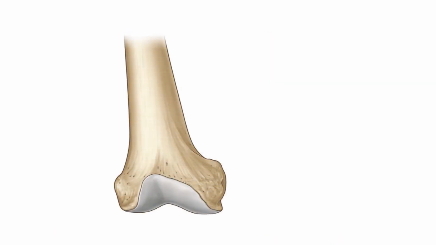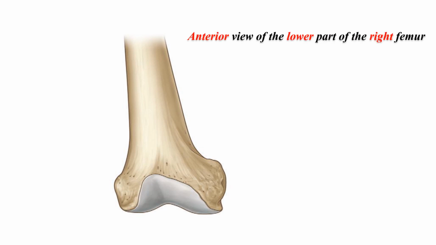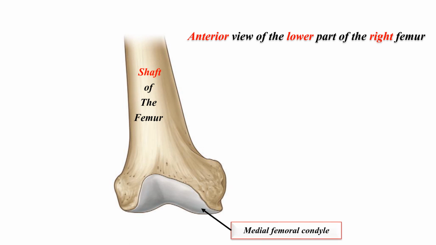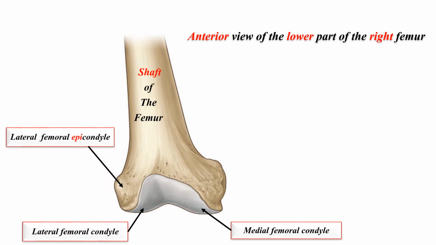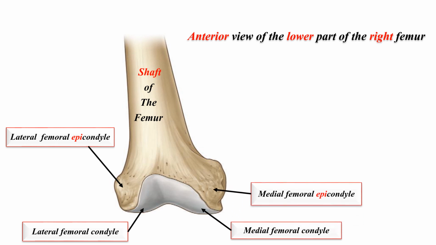This is the magnification of the lower part of the right femur. This is the anterior view of the lower part of the right femur. This is the shaft of the femur. As we said, the shaft of the femur carries at its end the two condyles, the medial femoral condyle and the lateral femoral condyle. This is the lateral femoral epicondyle and this is the medial femoral epicondyle. This is the adductor tubercle. As we said, it is a small prominence at the uppermost part of the medial femoral condyle. The adductor tubercle is for attachment of the adductor magnus tendon.